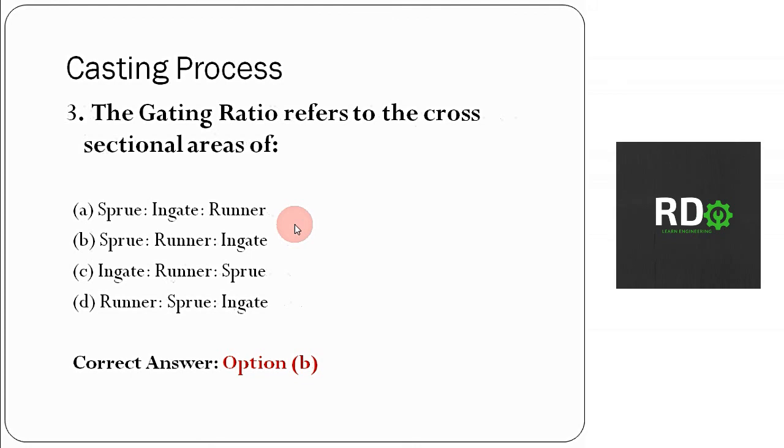Next, this is a very important question: the gating ratio refers to what? Sprue, ingate, runner; sprue, runner, ingate; ingate, runner, sprue; and runner, sprue, ingate. As you know, it first pours into the pouring basin, then it runs through the sprue, then through the runner, and it falls into the mold after passing through the ingate. So it is sprue, runner, and ingate. This is option B, as you can see. Okay, let's go on.